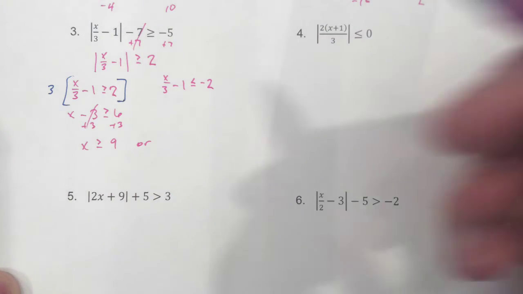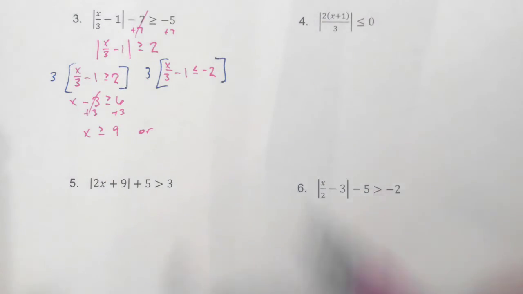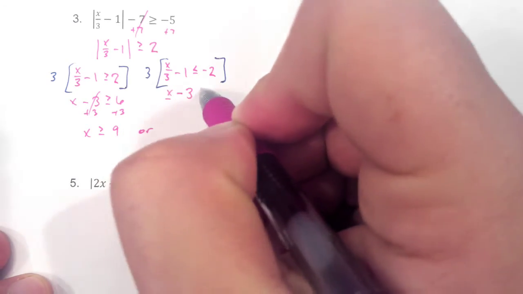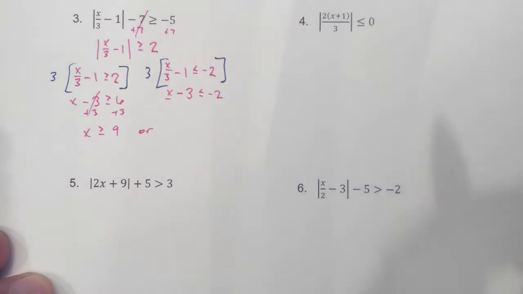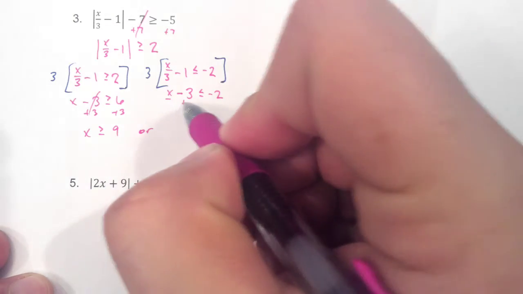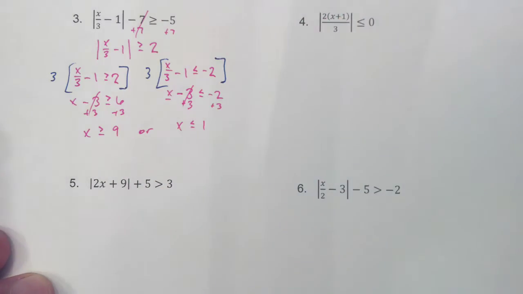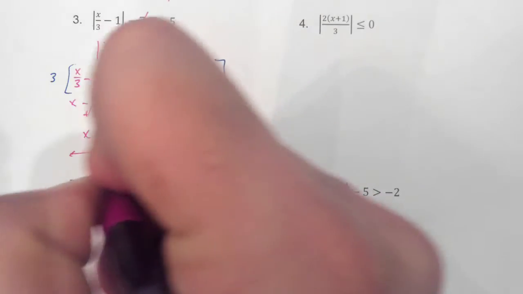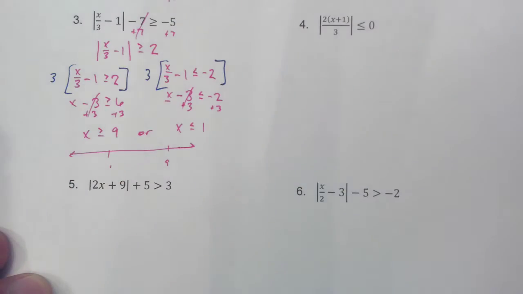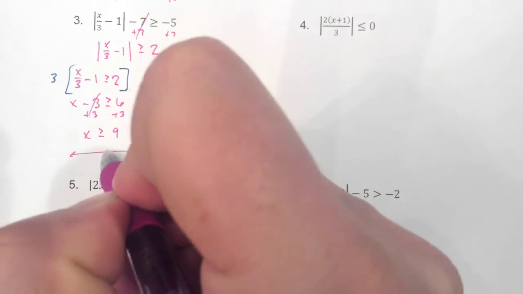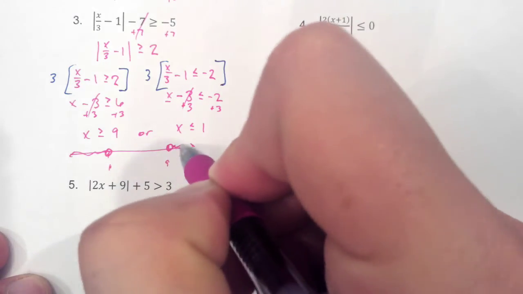Or, let's see what we get on this one. Again, fraction, multiply by 3 to get rid of it. Nice and easy. X, not over anything anymore. X minus 3 is greater than or equal to negative 2. Again, add 3. And negative 2 plus 3 gives me 1. There's my solutions. On a number line, 1 would be on the left, 9 would be on the right. Closed circles, shade outside, always.